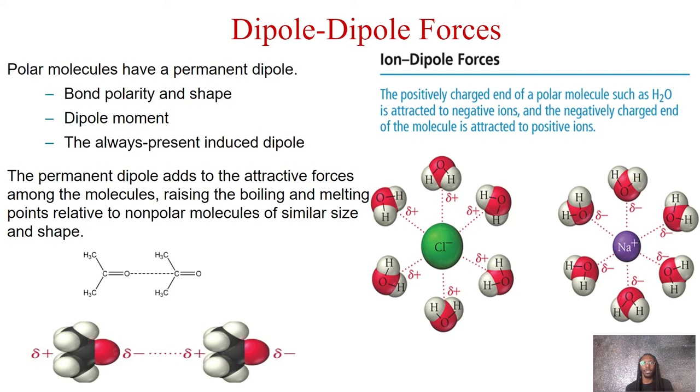We're looking at some permanent dipole moments occurring. But here's the key word, it's an ion. Okay, so we're looking at ions here. Okay, so we look at my little definition here. The positive charge end of the polar molecules, for instance, water, is attracted to the negative ions, and the negative charge end is attracted to positive ions.